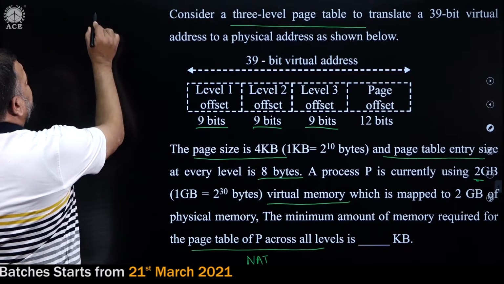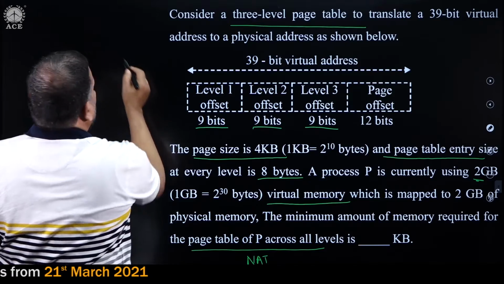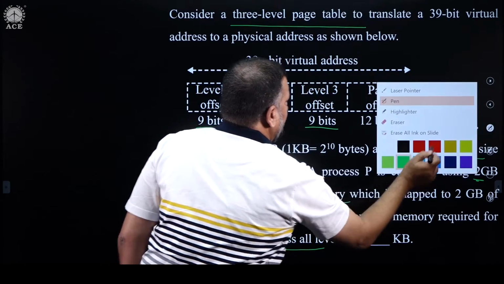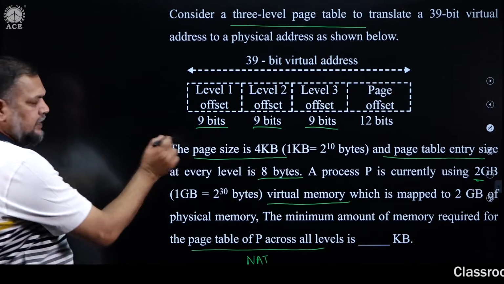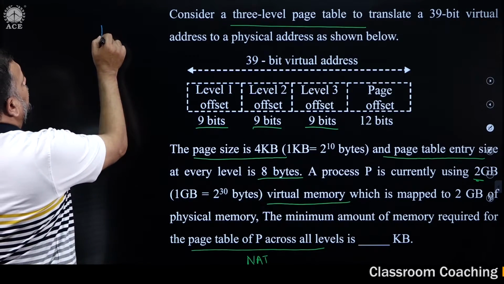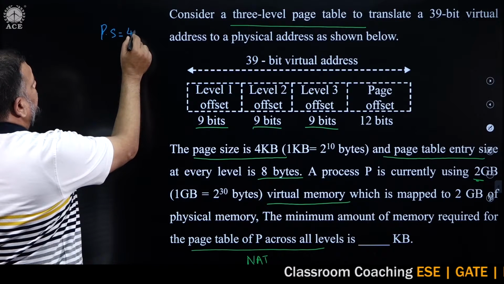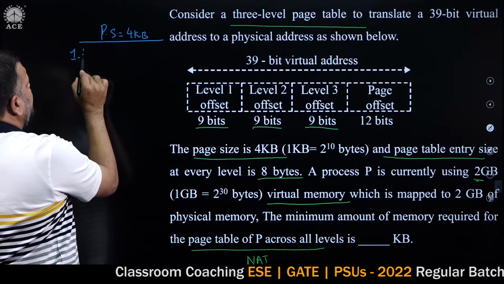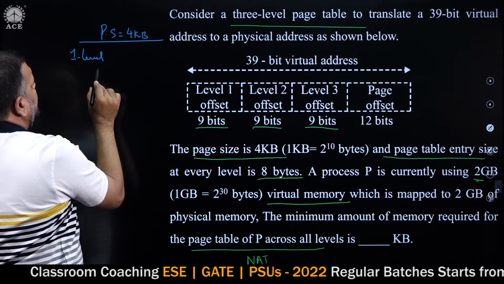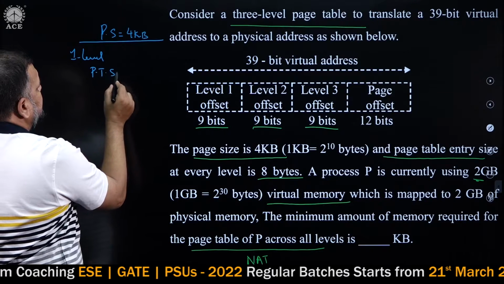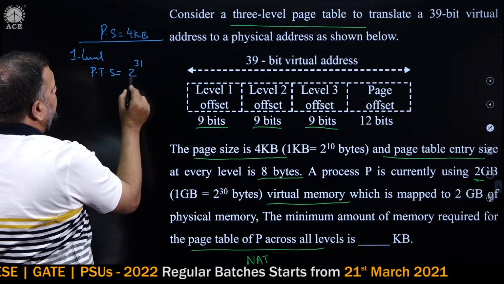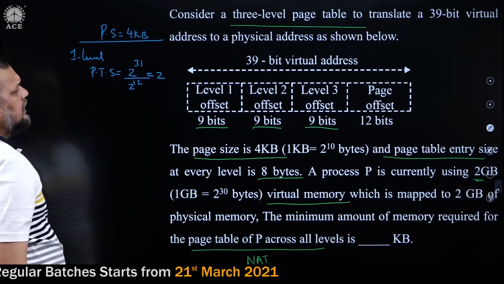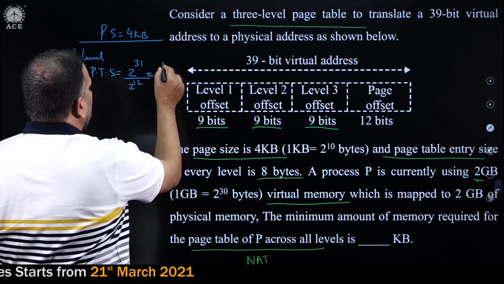What is page size? Let us write it here. Let me select the pen. I am slightly moving away from the frame, kindly bear with me. What is page size? 4 KB. I will do it independently. If I go for one level paging, just one level, what will be the page table size, PTS? 2 power 31, 2 GB, divided by page size 2 power 12. So what is this value? 2 power 19.